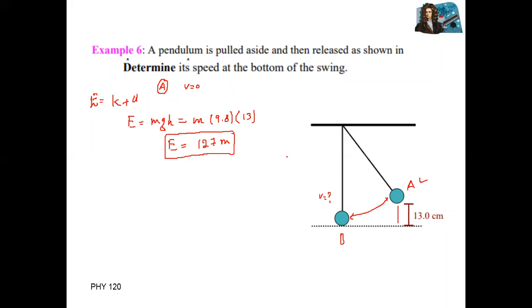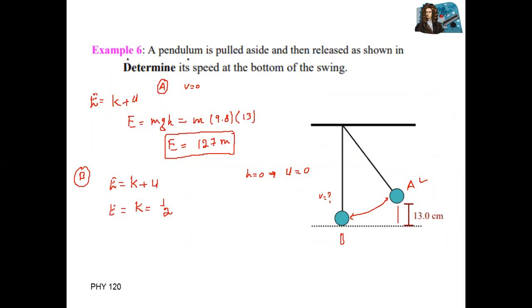This is at position A. Now at position B, so again, total energy of a system equal to what? Potential energy plus kinetic energy. So at position B, height from the surface of Earth equal to what? Equal to 0. This means that potential energy equal to 0. So total energy equal to kinetic energy.